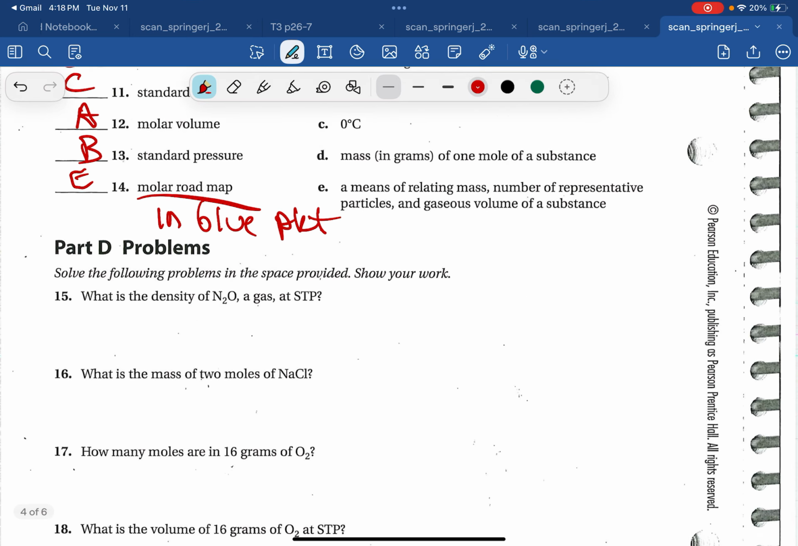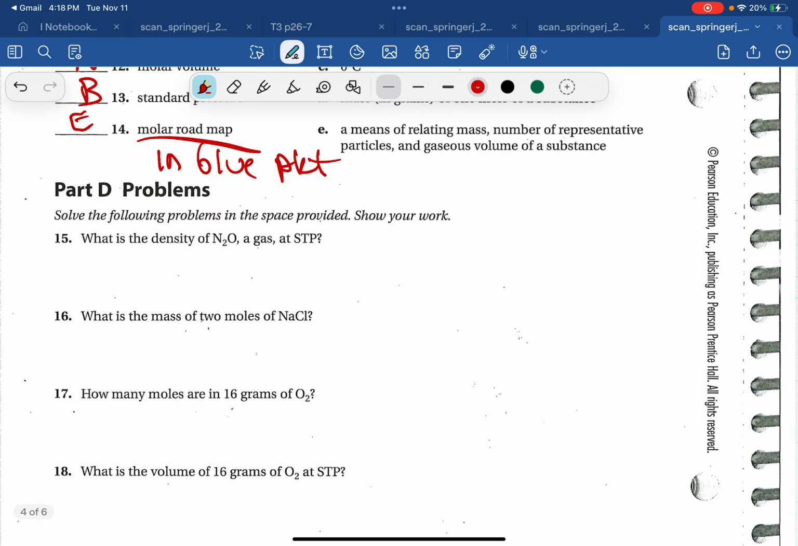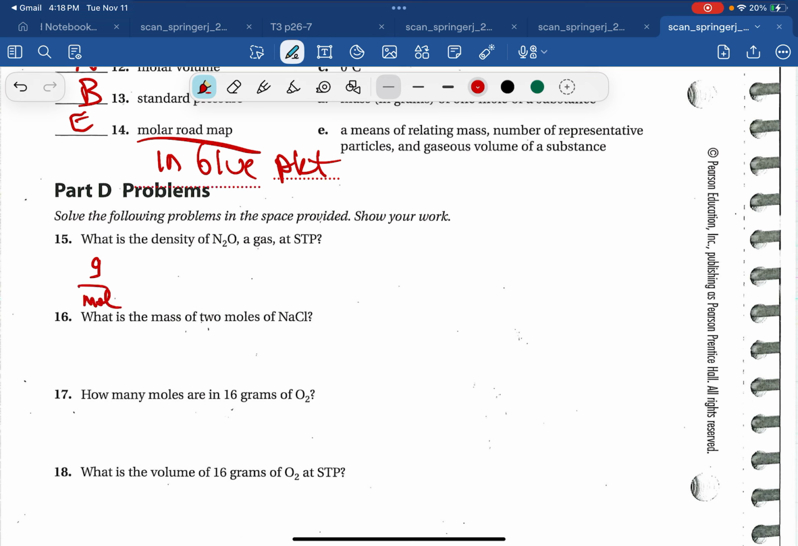Okay, so part D problems. What is the density of N2O gas at STP? Well, we can find the molar mass. And we know that 22.4 number, which is liters per mole. So we want to do the inverse of that. 1 mole over 22.4 liters. So once you get the molar mass, we'll divide it by 22.4, and that will be the density, right? Moles are canceling. Grams per liter, that's density. So you could do that.